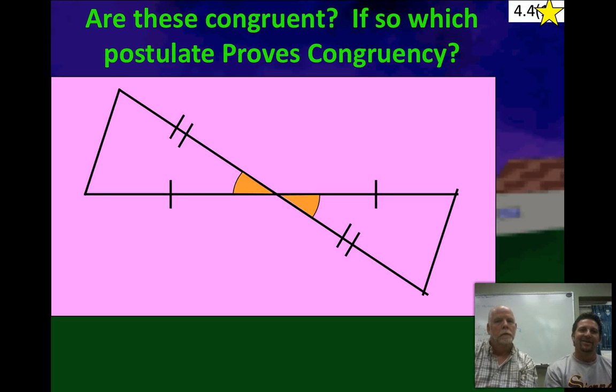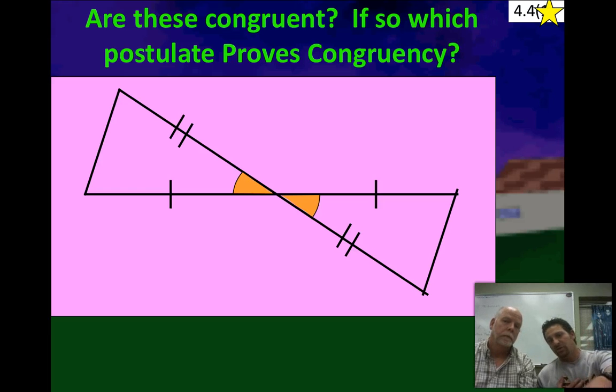Are these congruent? If so, which postulate proves congruency? So here's our first look at vertical angles. If you look in the middle, those yellow angles are congruent to each other by vertical angles. So now I just do my little check. It's not side, side, side because I don't know anything about this or anything about that. So side, side, side is out. It's not hypotenuse leg because there's no right angle in there. So that's out. Now, are they congruent based on side angle side?